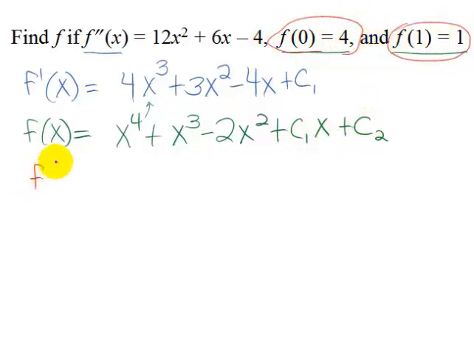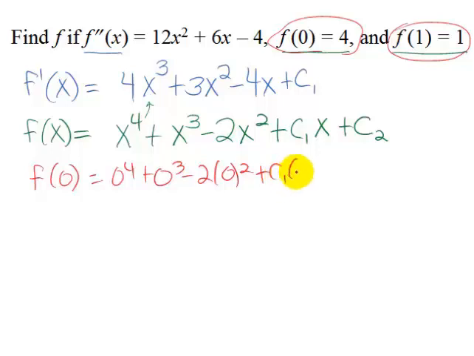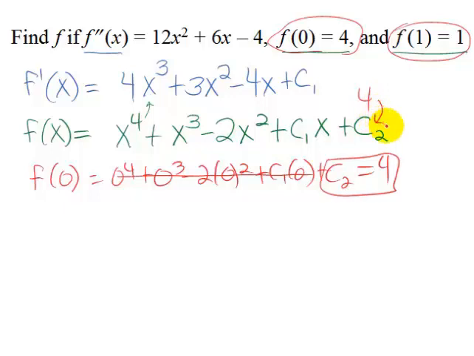We have the function at 0, so putting in a 0 needs to equal 4. Well, you can see that all of these other terms end up being 0, so that tells us C2 is 4. So we could put a 4 right here for C2. Now we need to evaluate the function at 1.